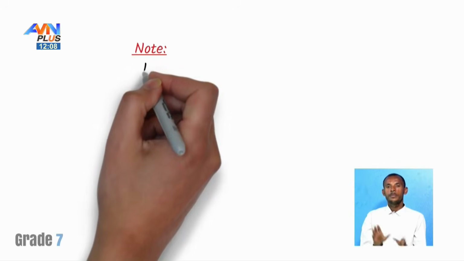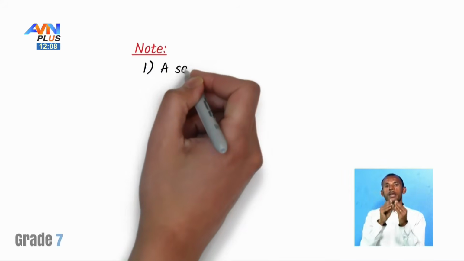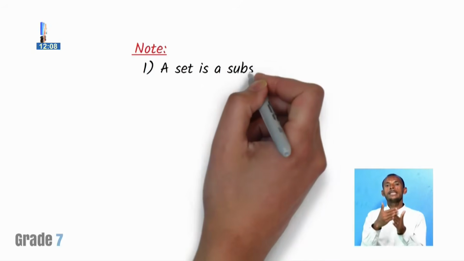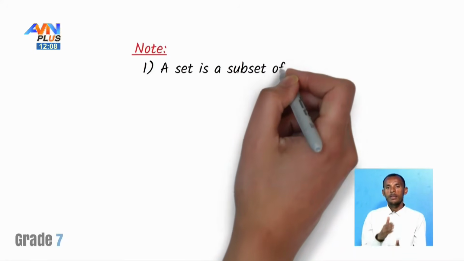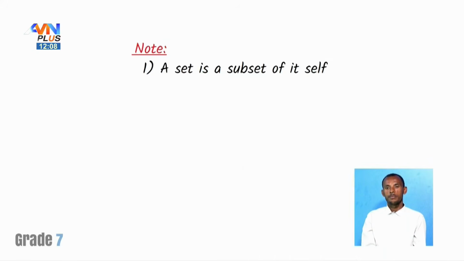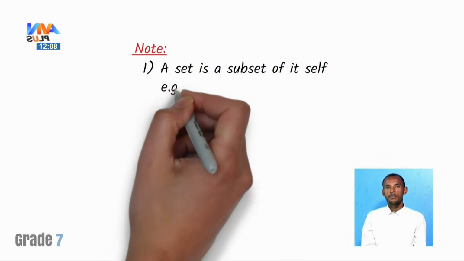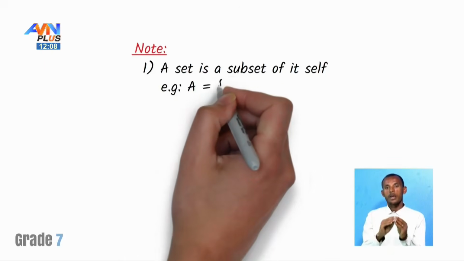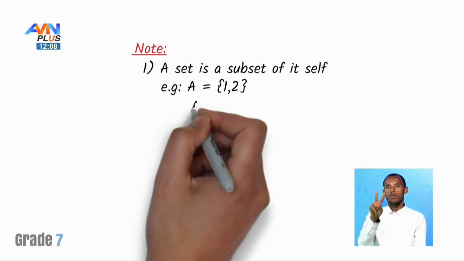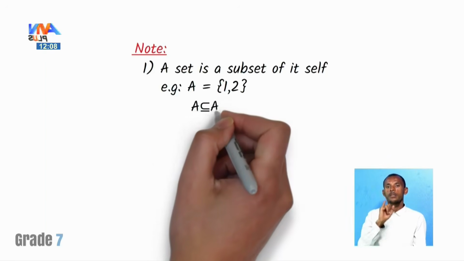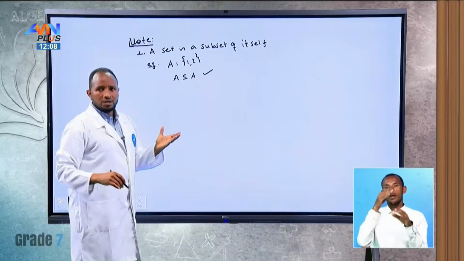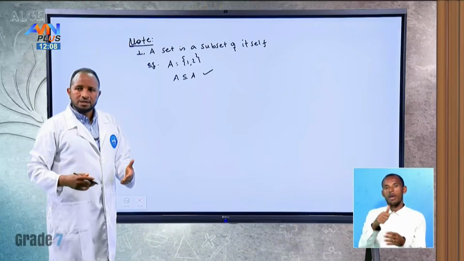One: a set is a subset of itself. If you take any set A, for example 1, 2, A is a subset of A, is it a true statement? All elements in A are also found in A, so any set is a subset of itself.